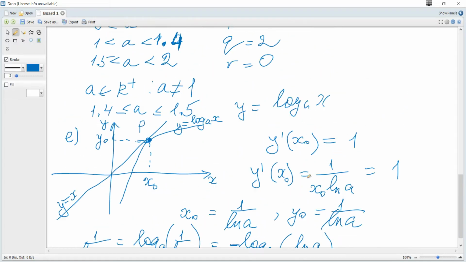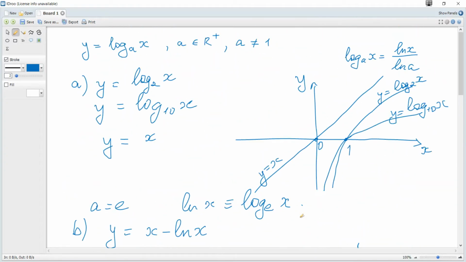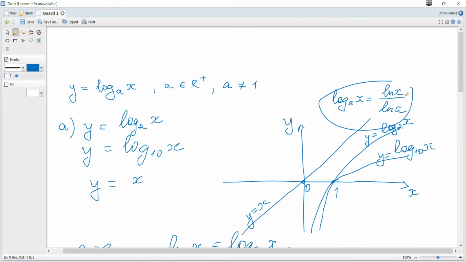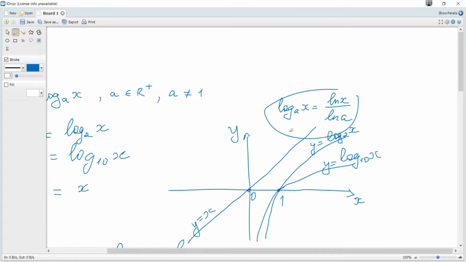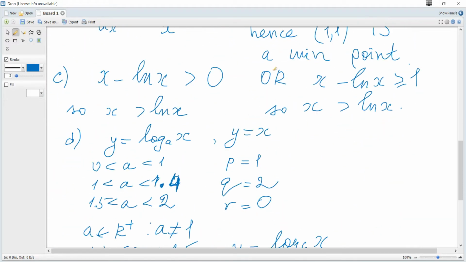If you remember, it was given that we should use this formula. This formula is given in the data booklet. It's that log base A of B is equal to log base C of B over log base C of A, and we can choose absolutely any base. If you choose C to be e, it becomes ln. So let's try.